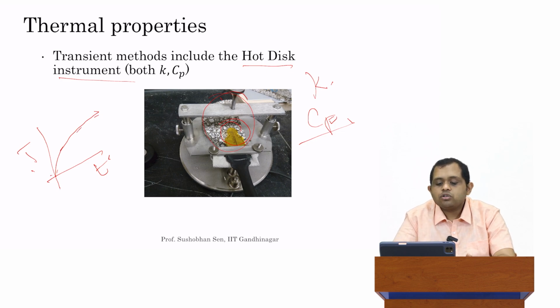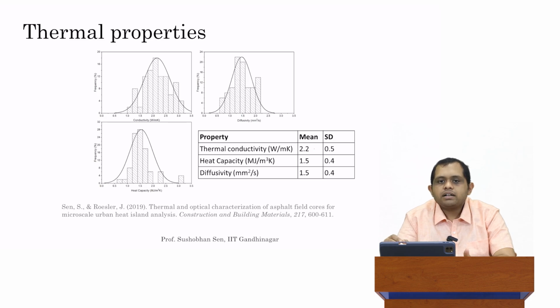Advantages: it's a very fast method. You only really have to run this for a couple of seconds, and you have to wait maybe 10-15 minutes for it to reach thermal equilibrium. But the disadvantage is there's some curve fitting involved in this process, so you have some approximations. And here is some data from work that I collected for rigid pavements. Average thermal conductivity over all those specimens I showed is around 2.2 watt per meter Kelvin, and average diffusivity is 1.5 square millimeter, please note the unit, square millimeter per second. This is from a paper which I published in 2019.